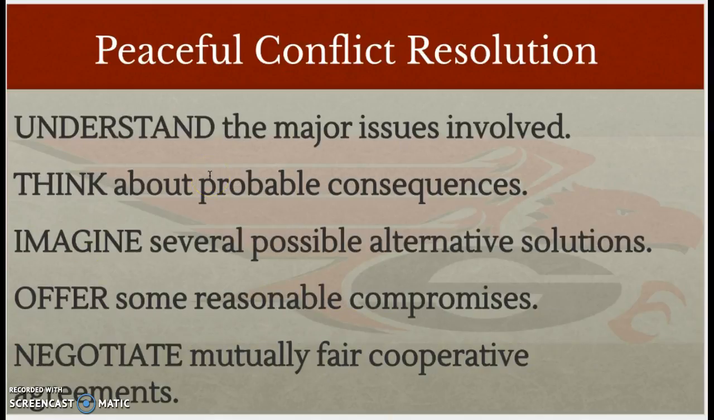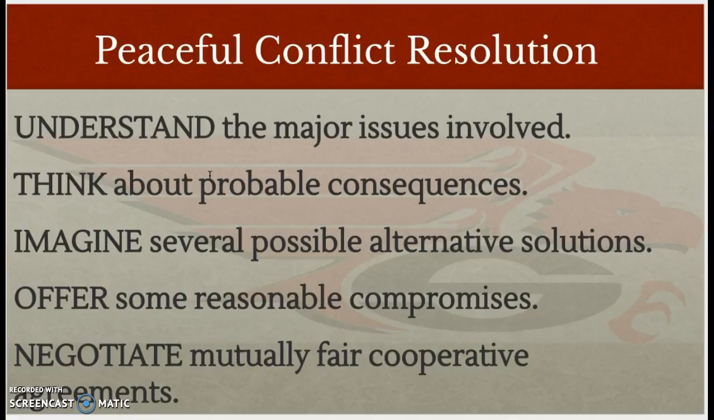So understand the major issues involved. Think about probable consequences for the conflict you're choosing to take responsibility for. Think outside of the box with alternate solutions, and of course be willing to compromise on the conflict that's in play and negotiate in a cooperative way so that we have an agreement that everyone can deal with, not just one-sided, this is what I want, without hearing out the other person.